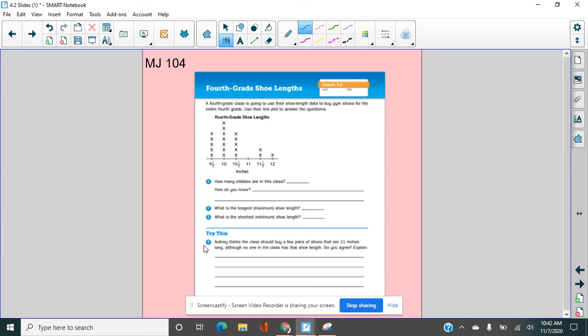All right. So that is where we're at, third graders. You are working with line plots today. If you have any questions about line plots, let me know. And this is our math journal page to turn in, not the other one. Okay, we'll look at that in our group.